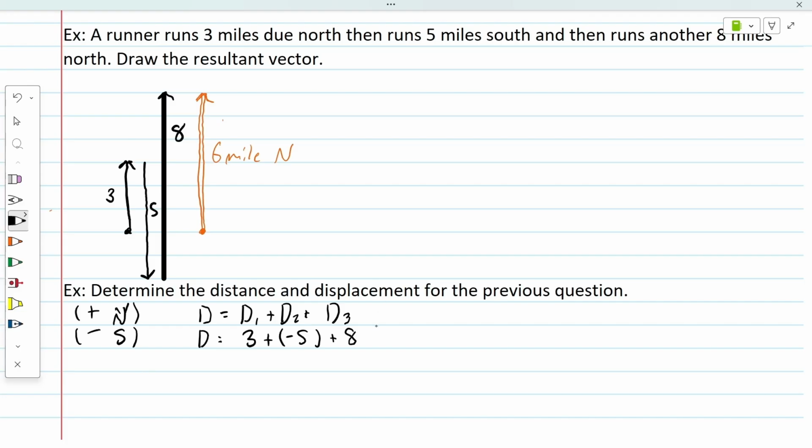And if we solve this out, you will see we get 6 miles, and because it's positive, it's going to be going north. And we see that's the same answer we got up here using the drawing. But now what if we want to find the distance? I'll just write the distance as a small d equals d1 plus d2 plus d3.